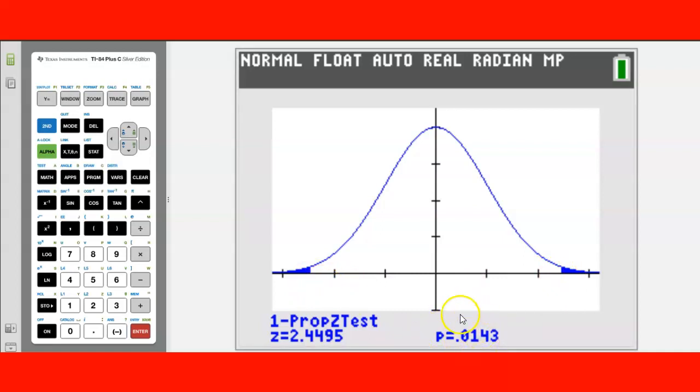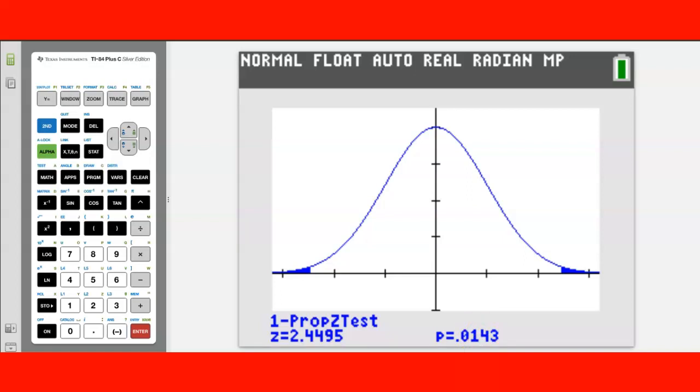But notice this p-value is now double. It used to be 0.007 something. Now it's 0.0143. Okay? It's almost 1.5%. This p-value, the likelihood that I would get a sample that's that far away from what I expected at 0.5, is 1.43%.